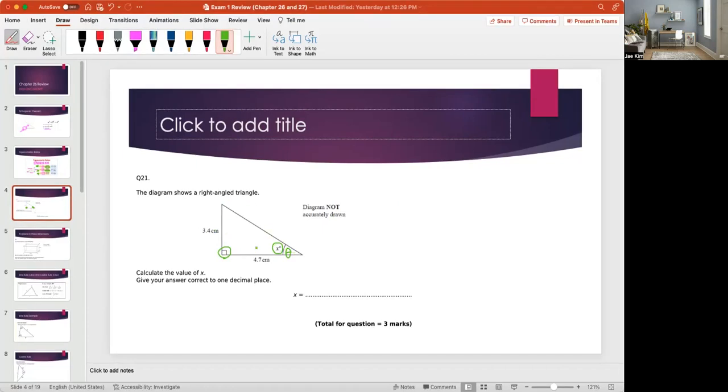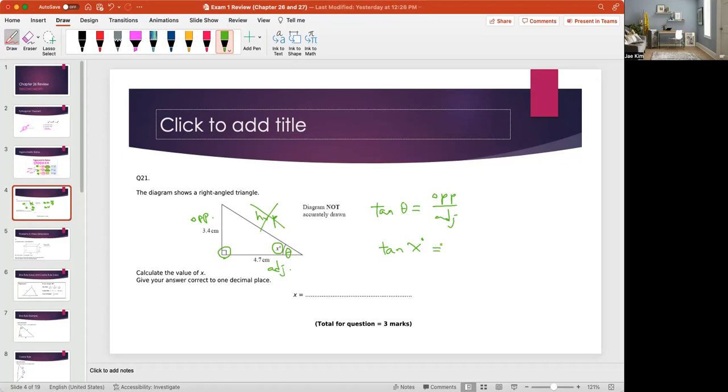And let's see what's given. On the opposite side, 3.4 is given. It's opposite angle theta. And this is next to the angle theta, so this is adjacent. And hypotenuse is not given. So that eliminates sine and cosine, and we must use tangent. Tangent theta equals opposite over adjacent.